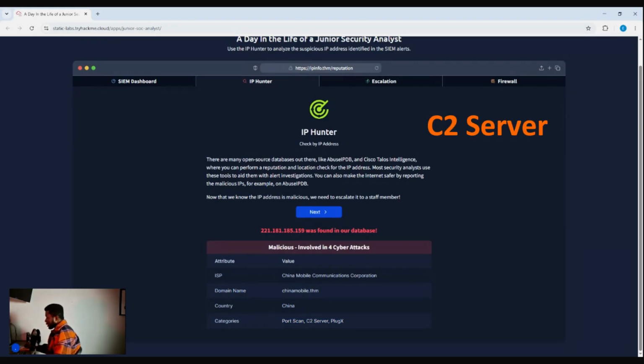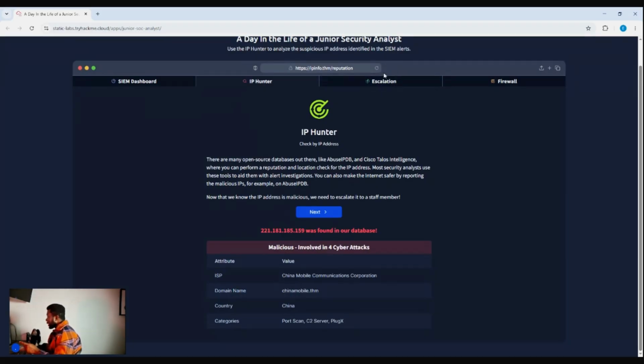Now, a C2 server is a medium that threat actors use to remotely control a digital system that they have successfully hacked. Now, you can see that by using the threat intelligence tool on the SIEM, the junior SOC analyst has been able to find out that yes, indeed, this IP address is malicious. So what's the next thing he's going to do? He's going to escalate it.